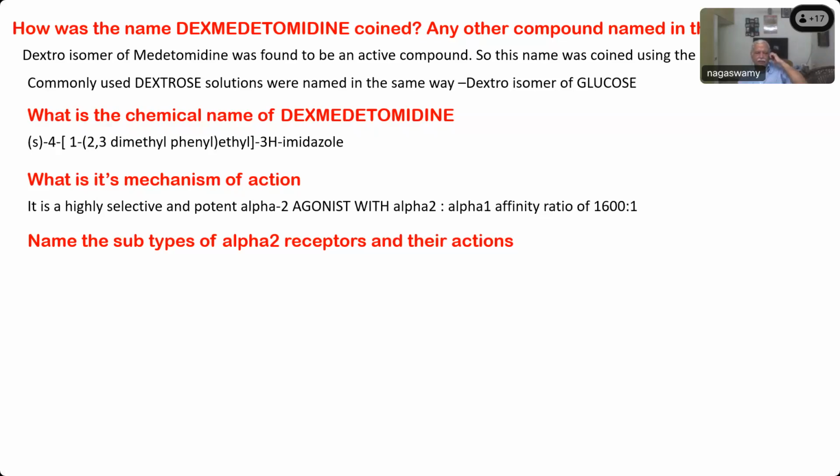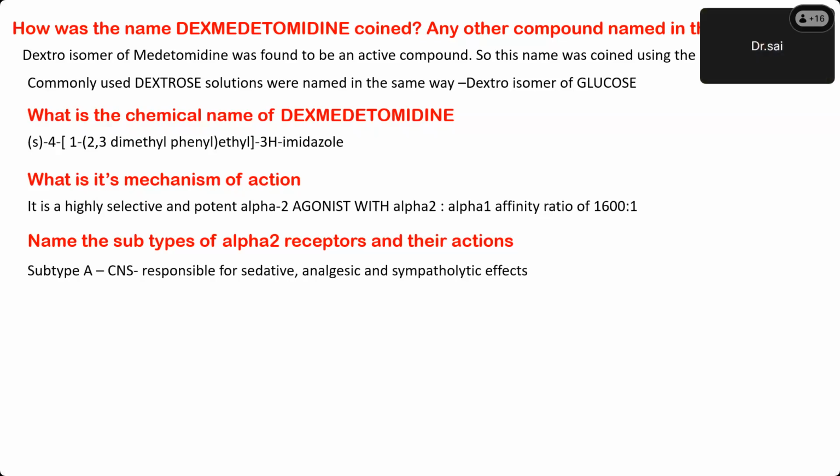Name the subtypes of alpha 2 receptors and their action. 2A, 2B, 2C. What are their actions? Where does 2A act, 2B act, 2C act? 2A in CNS, sir. 2B in peripheral tissues, sir.